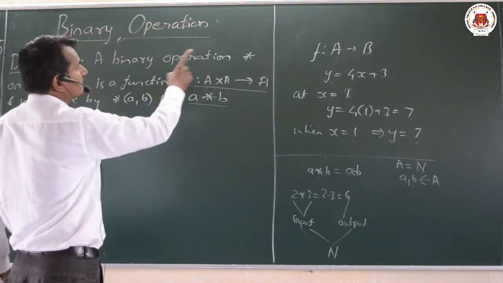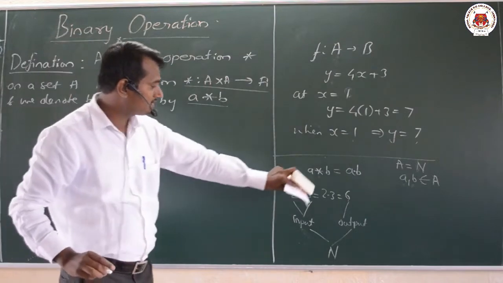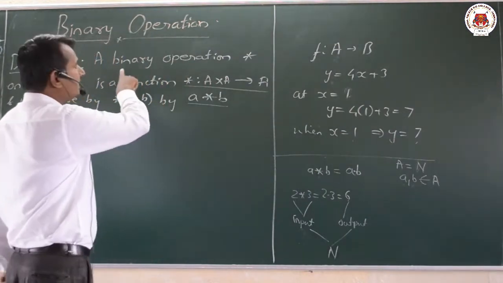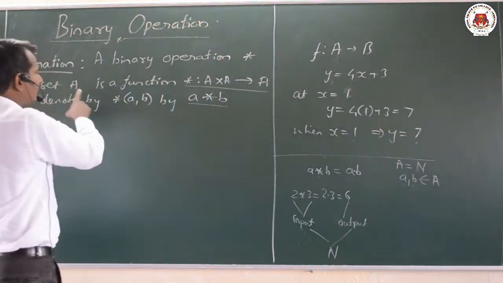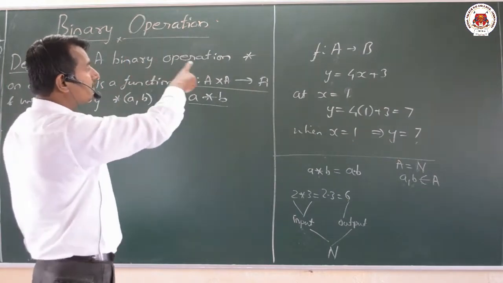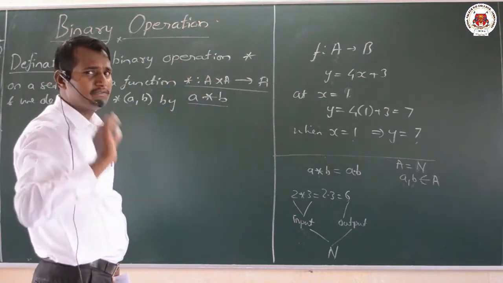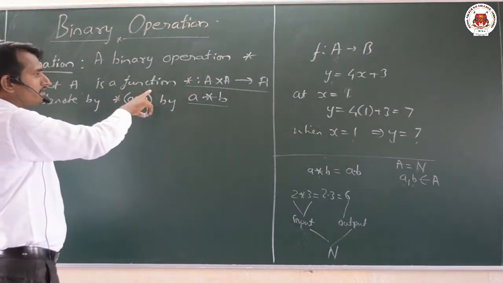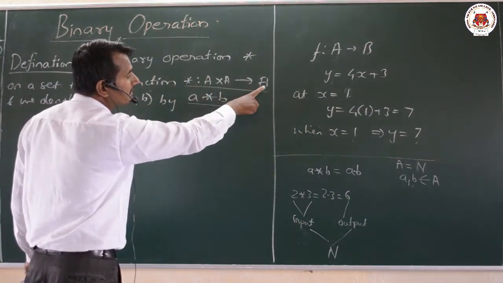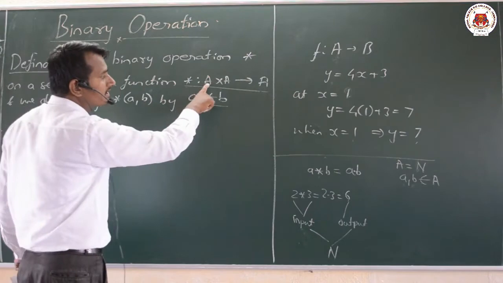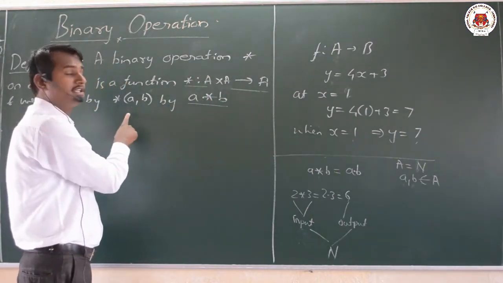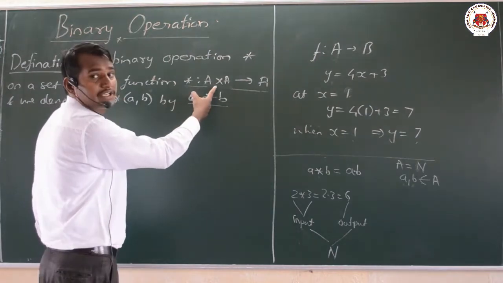A binary operation star, as I said, star is a notation for our binary operations. A binary operation star on a set A is a function. As I said just now, the binary operation is a part of function, some kind of function. It is a function star from A cross A to A. A cross A means we are choosing an ordered pair A comma B. That's why we are having the Cartesian product A cross B.